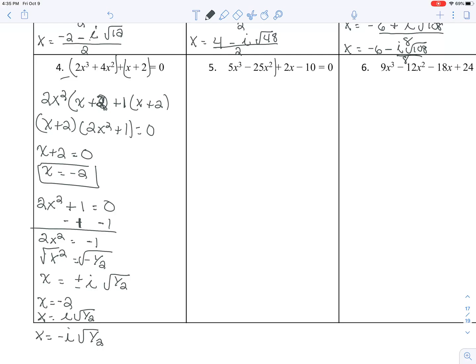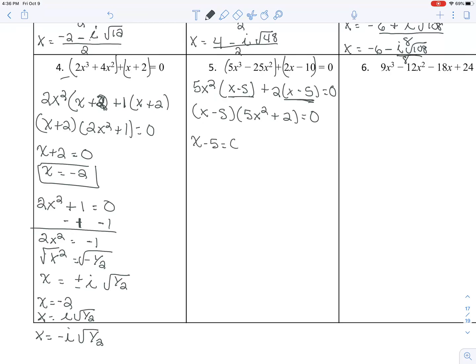Again, we're going to start by factoring. So we're going to factor by grouping. So we factor out 5x squared, and we're left with x minus 5. And then I'm going to factor out a 2, and I'm left with x plus 5. So they have this in common. That should be x minus 5. They have this in common, so I have x minus 5 times 5x squared plus 2 equals 0.